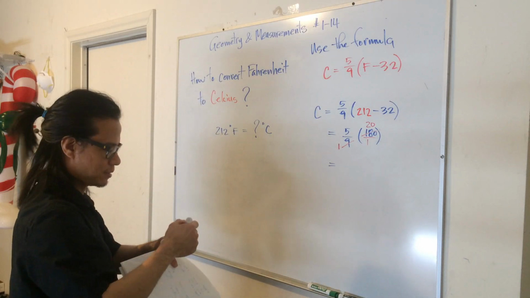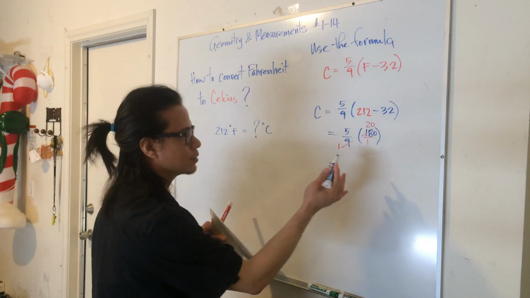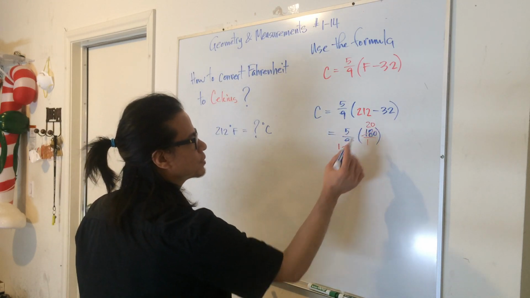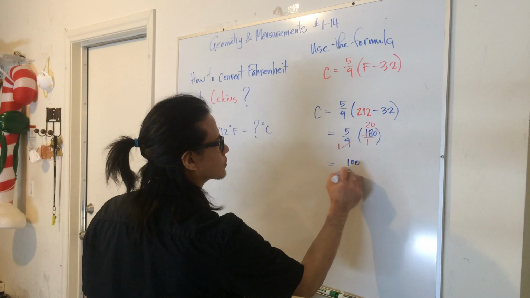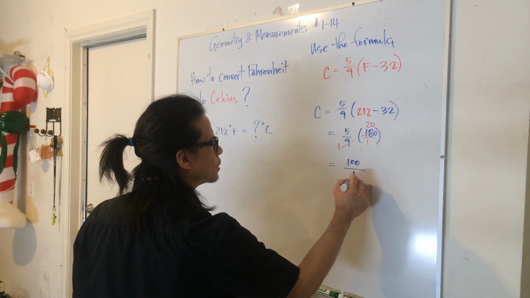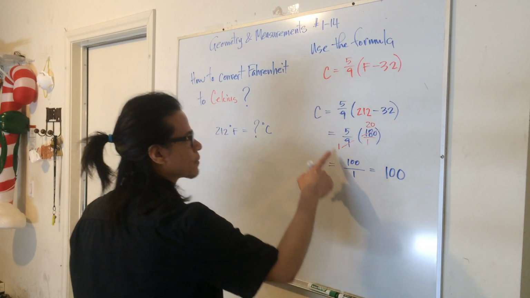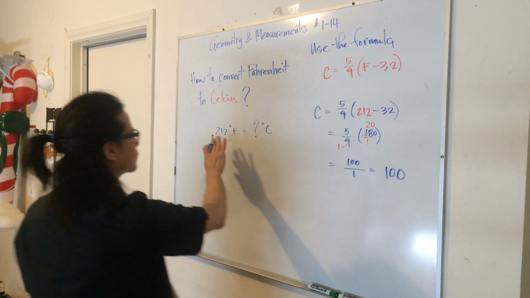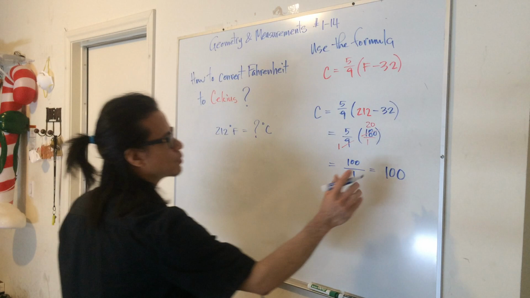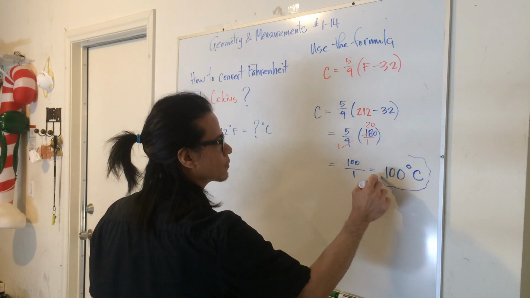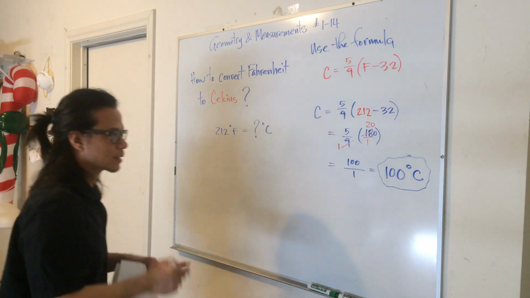Okay, this takes practice to recognize that. 5 times 20 is 100. 1 times 1 is 1. So therefore, temperature-wise, 212 Fahrenheit is equivalent to 100 degrees Celsius.